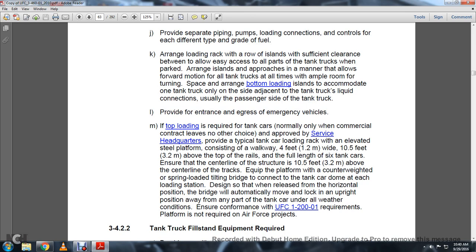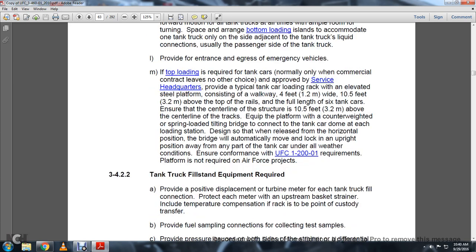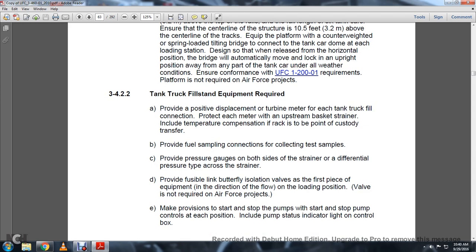elevated steel platform consisting of a walkway 4 feet wide, 10.5 feet above the top of the rail, full length of the 6 tanker cars, ensuring the center line of the structure is 10.5 feet above the center line of the tracks. Equip the platform with a counterweighted, spring-loaded tilting bridge at the connection of the tanker car dome at each of the loading stations, designed so that the release from the horizontal position of the bridge automatically moves the lock to the upright position, away from the tanker car under weather conditions. Ensure conformance with the UFC 4 requirements. A platform is not required for the Air Force projects.